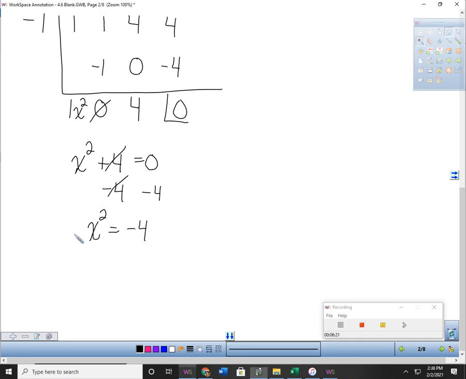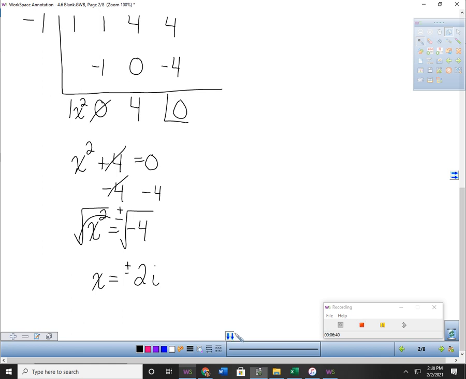And then I can go ahead and square root to get rid of that square. But I'm not going to forget that I get a positive and a negative answer when I do that. So square rooting the negative gives me an i, and square rooting 4 gives me 2. So I have two answers there.